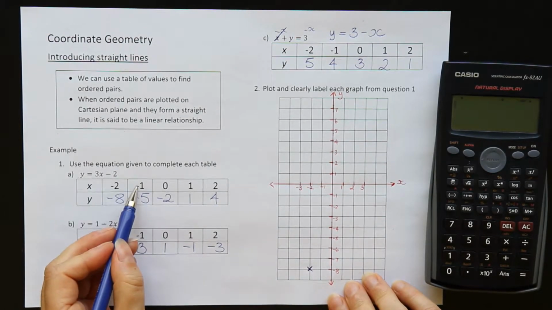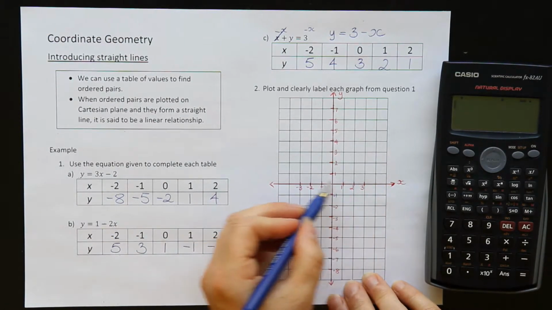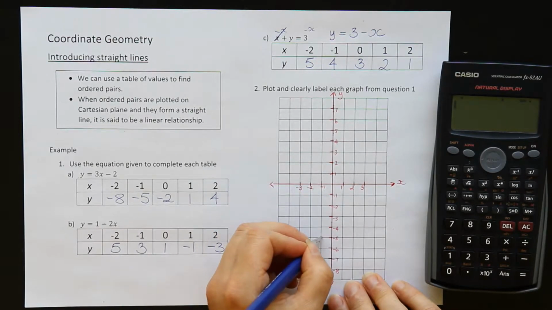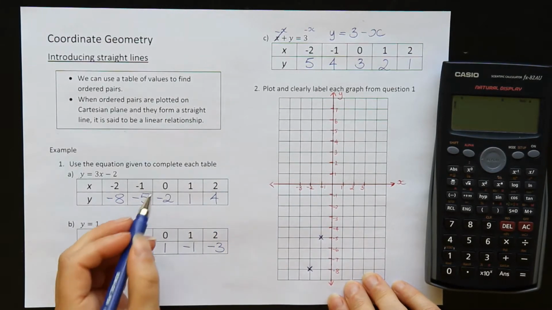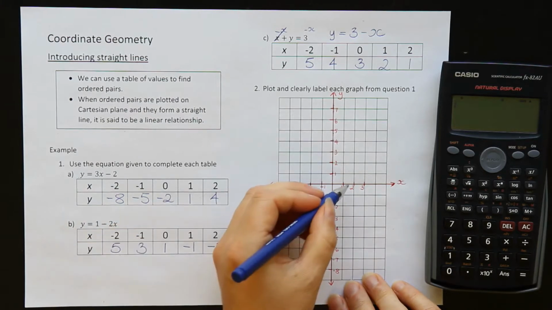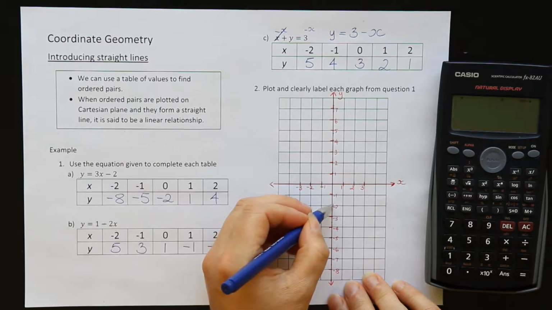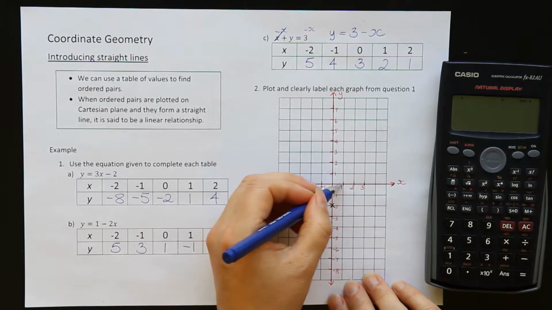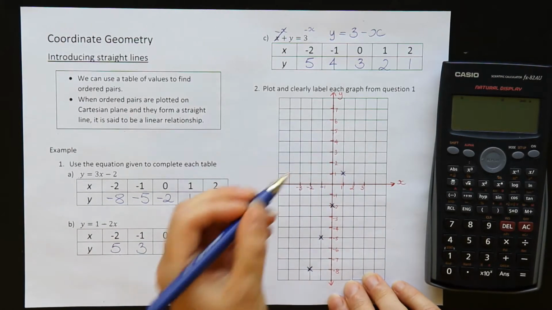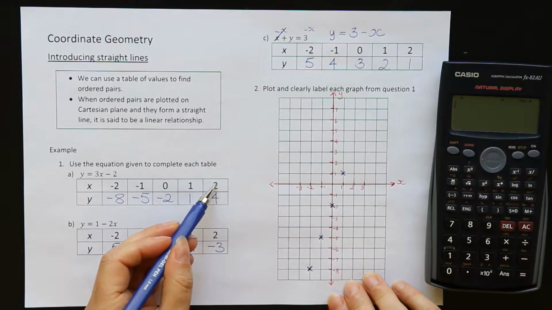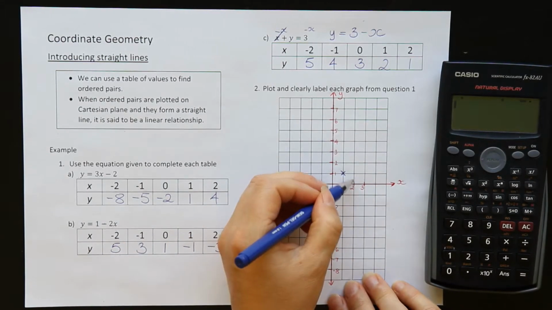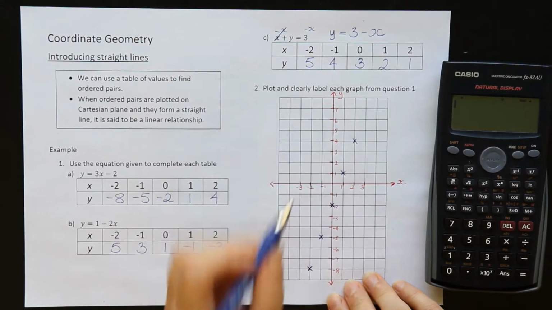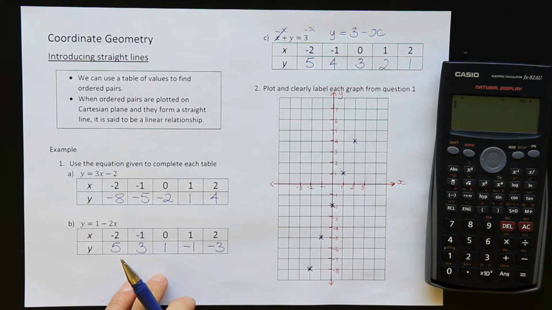Now the next one, -1, -5. So across to -1, down to -5, and put a cross. 0, -2. 0 is right in the middle, down to -2. 1, 1, so across to 1, up to 1 now, because we're in positive values. And the last one is 2, 4, so 2 up to 4. Okay, so we've plotted all our points.